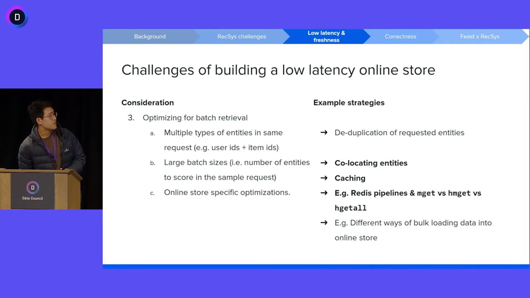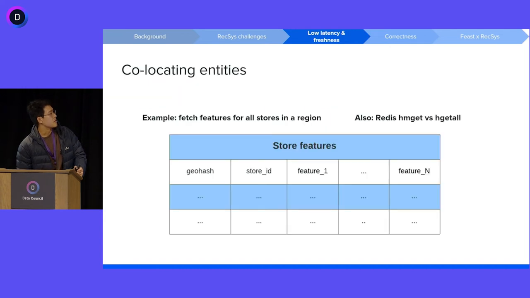And then batch retrieval. I wanted to quickly dive into some of the example strategies here, since I think we've already talked about what the problem is. In this example, it really matters what boundary you draw for this feature store system. Say you want to fetch a bunch of features for a bunch of stores, like you want to match a user to the most likely store they want to buy from, right?